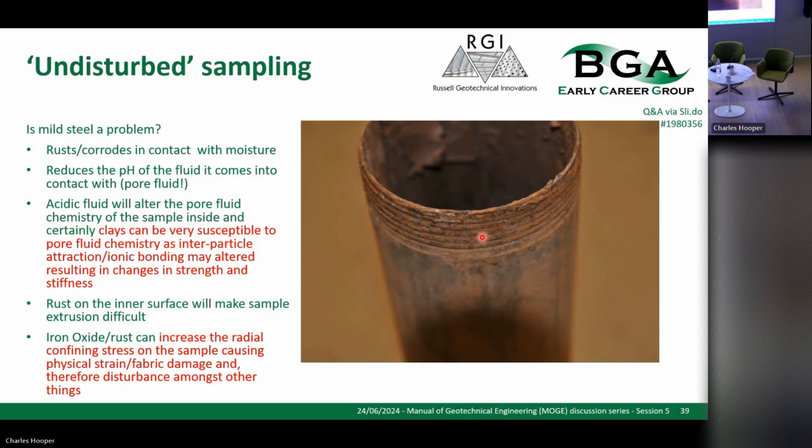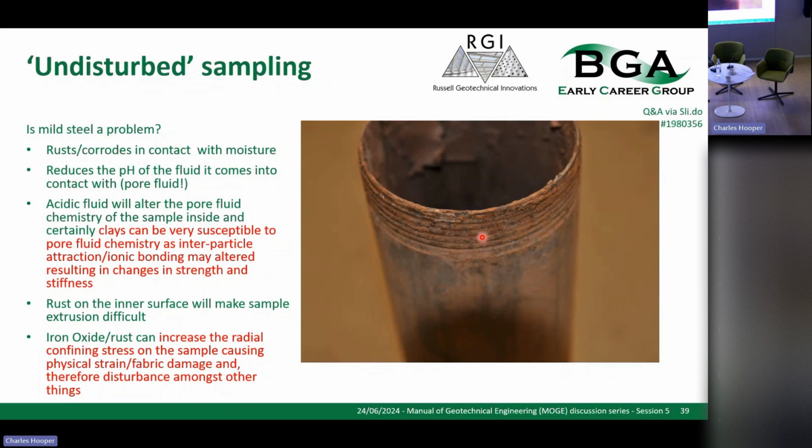The tube will actually rust in contact with the sample itself. That causes huge problems. The pore fluid of the sample will become altered. One thing that is a very common belief now, and I certainly have it, is that the pore fluid chemistry controls or has a huge effect on the measured properties of clays, certainly.